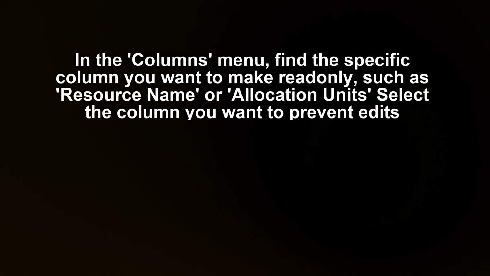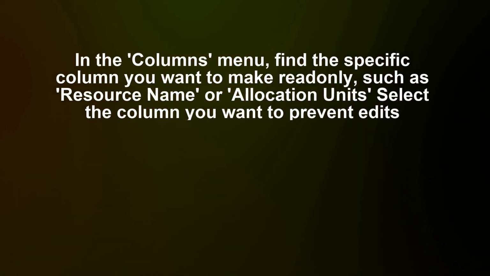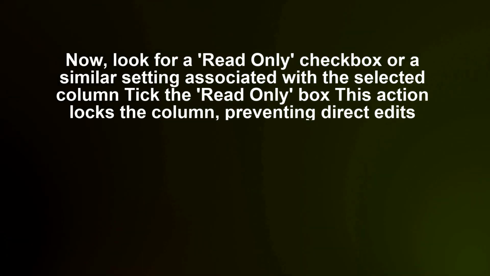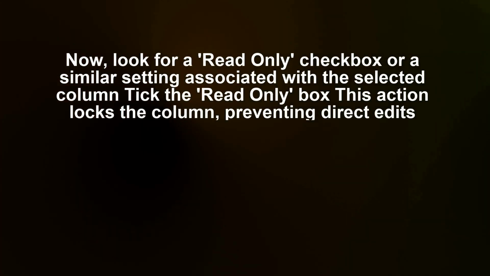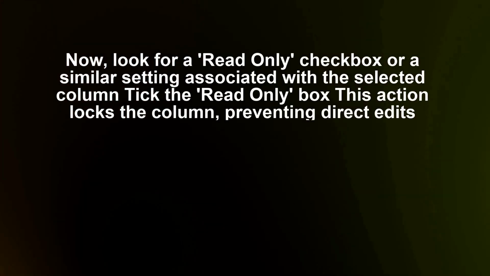In the Columns menu, find the specific column you want to make read-only, such as resource name or allocation unit. Select the column you want to prevent edits. Now, look for a read-only checkbox or a similar setting associated with the selected column. Tick the read-only box. This action locks the column, preventing direct edits.